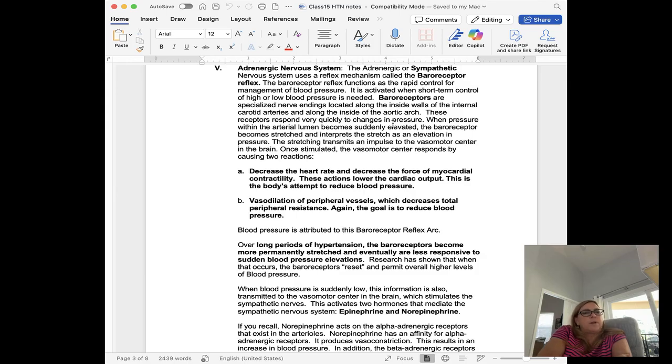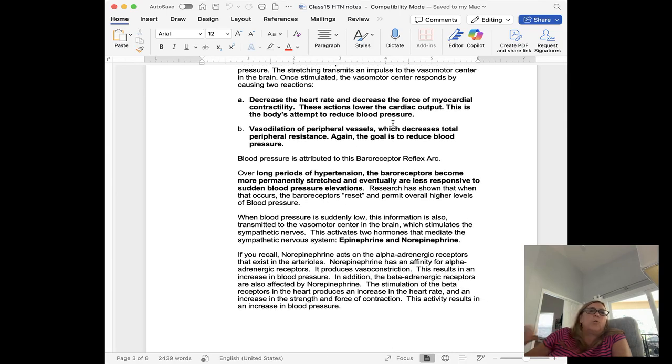Okay? So blood pressure is attributed to also the baroreceptor reflex arc. Over long periods of hypertension, though, this is the danger. Those baroreceptors actually become more permanently stretched, and then eventually they're less responsive to sudden blood pressure elevations. What research has shown is that the baroreceptors kind of reset and they allow higher levels of blood pressure. Hence also what happens as we age. Okay, so these are age-related changes, but this is pathologic, right? So in chronic hypertension, this is what can happen. They get permanently stretched.